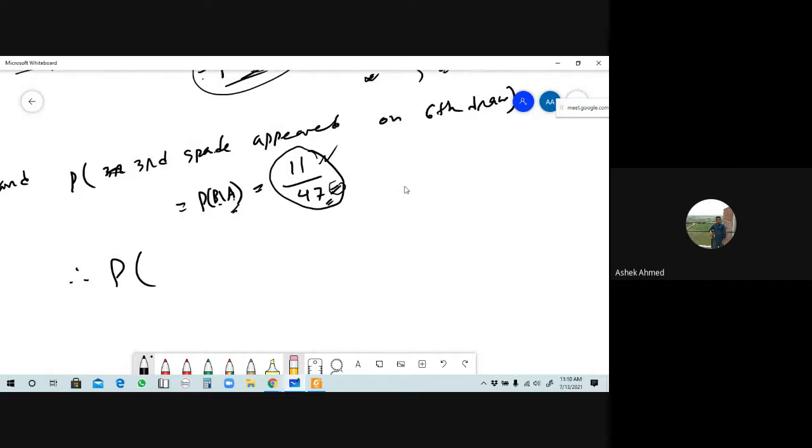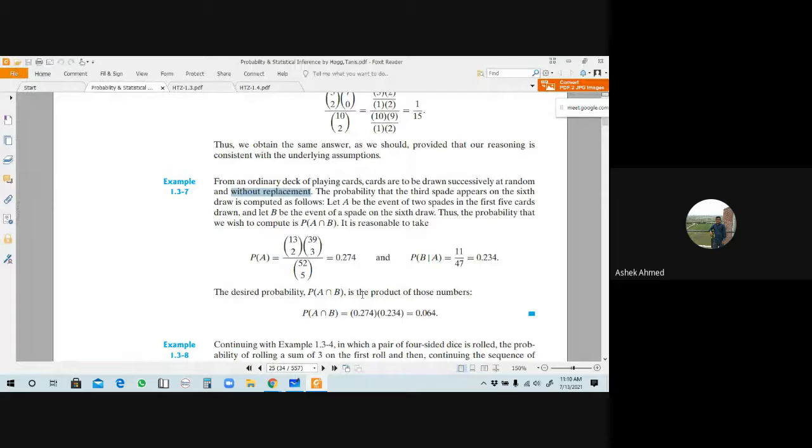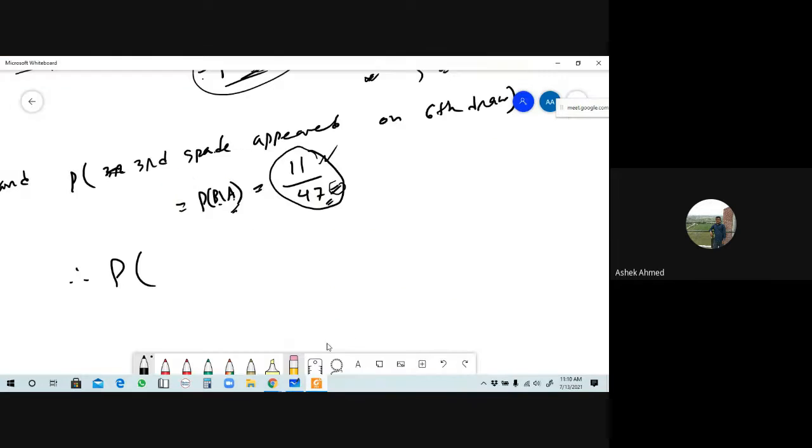So from here we can say that the number of... okay, you can say that you can directly say that the third spade will be appeared on the 6th draw.